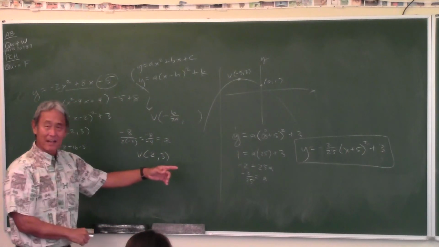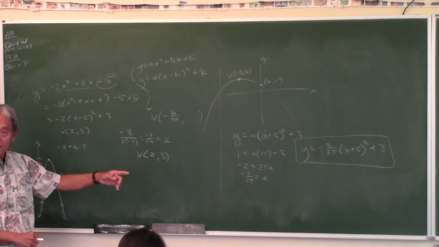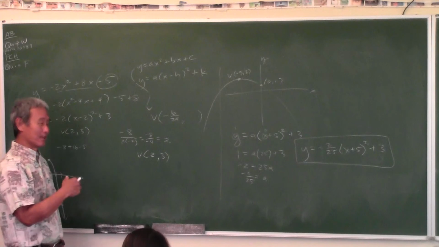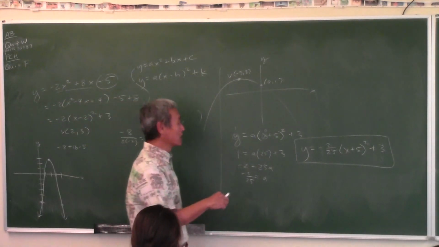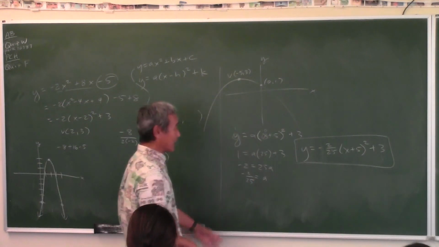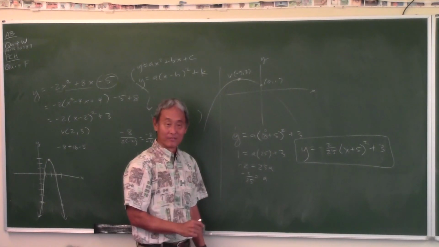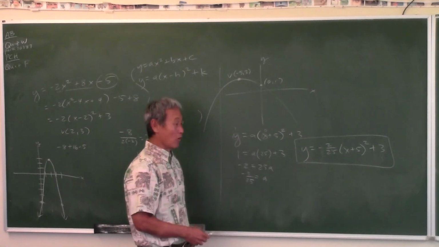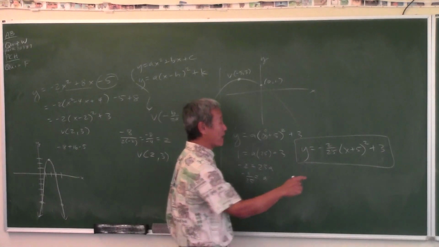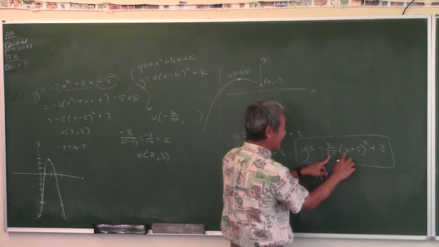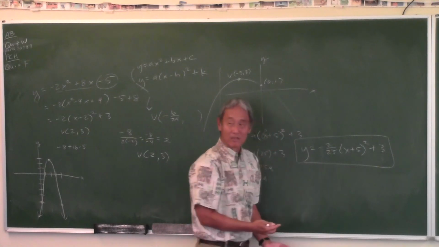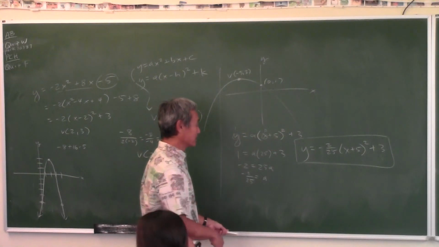Can I leave my answer like that? Yes. Are you sure? Yes. If I don't say what form to leave it in, you can leave it in any form you want. Like some of you want to multiply it out and distribute the -2/25. Go ahead, make my day. But then you gotta multiply, then you gotta add the 3 to it. That's extra work. Why do you wanna do that?